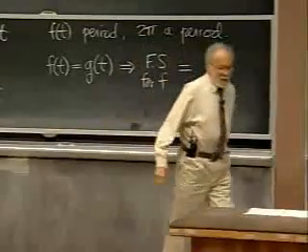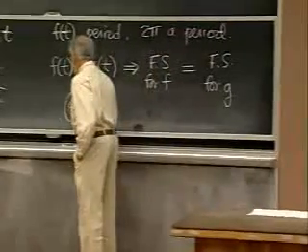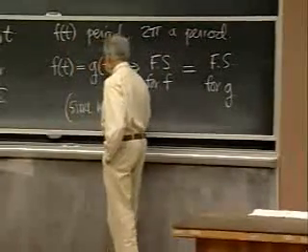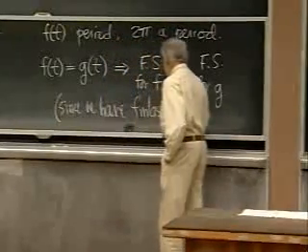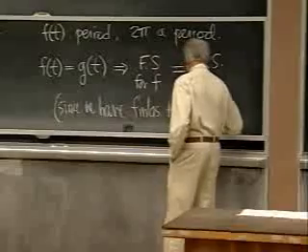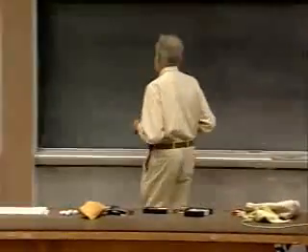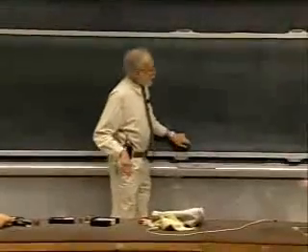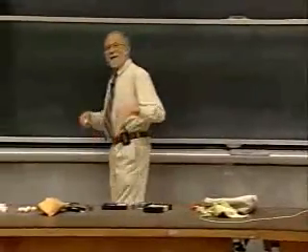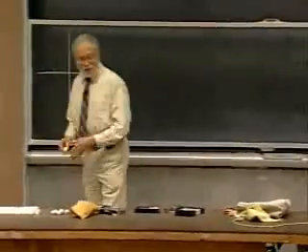Now, since we have formulas for a_n and b_n, what I'm aiming at is, you'll be amazed at how long it's going to take me to get to this. I just want to calculate the Fourier series for some rather simple periodic function. It's going to look like this.